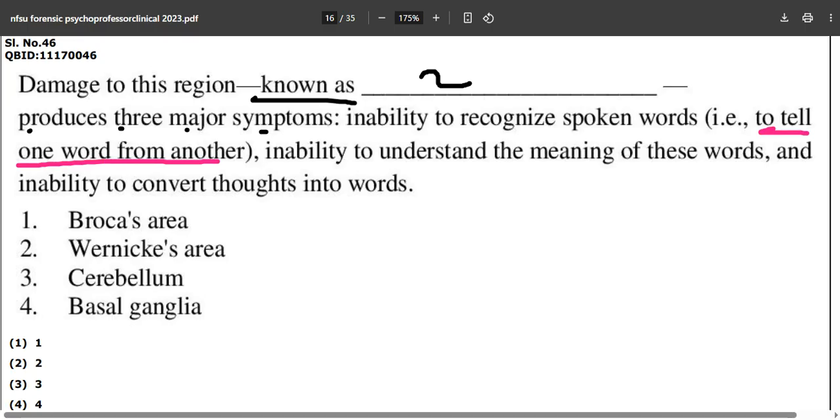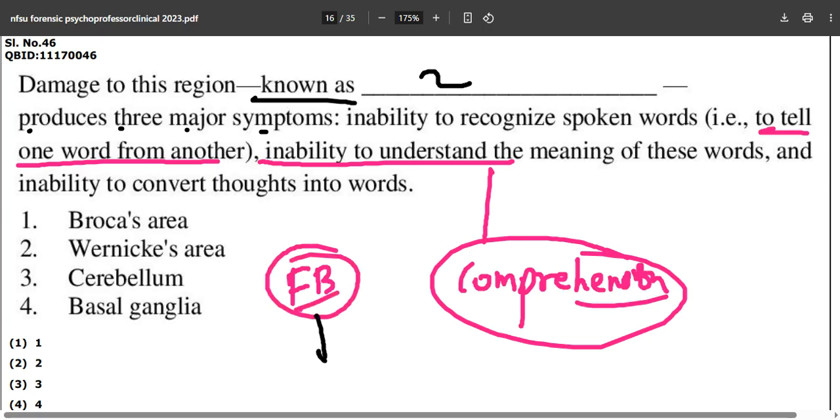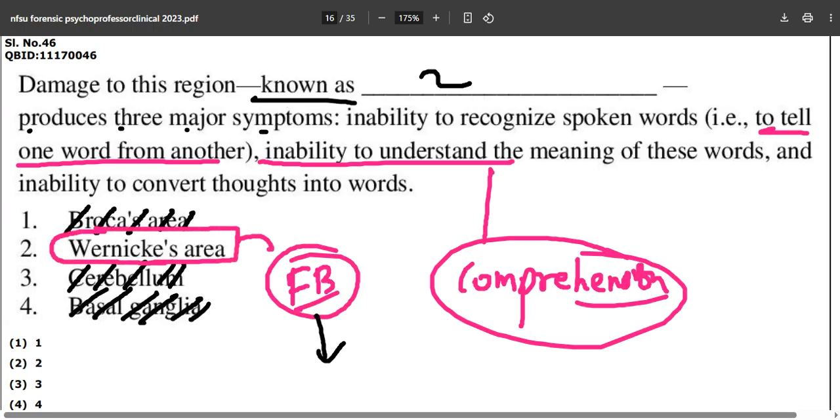Inability to understand the meaning of these words. The main problem is in the comprehension, and inability to convert thoughts into words. So the main problem lies in the comprehension portion only. If you know about Facebook, Facebook lets you speak something, and so Broca's area will be eliminated. Cerebellum is for your bodily functions, and basal ganglia is not the part over here. So what is left is Wernicke's area, the correct answer for this particular question.